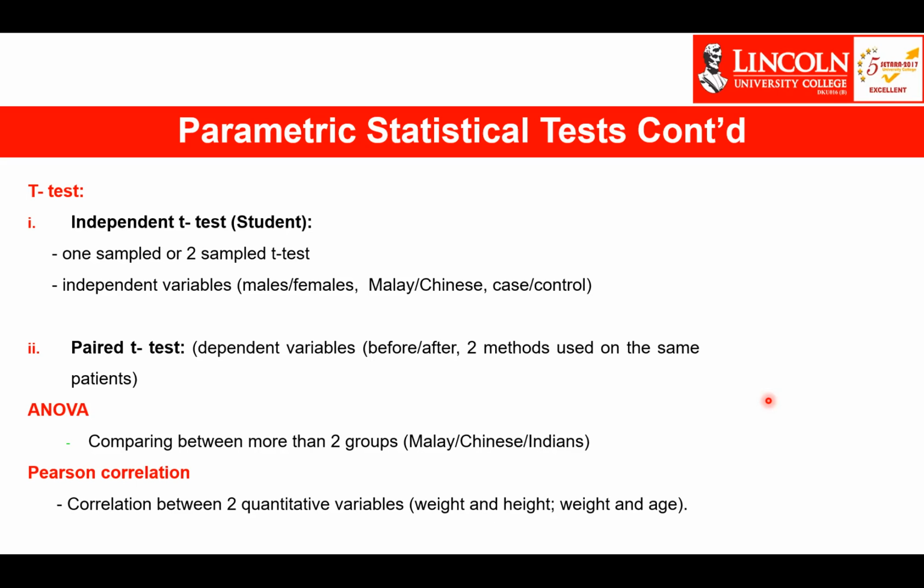Then you have Pearson correlation. Correlation between two quantitative variables, such as weight and height or weight and age. These are just some examples of parametric statistical tests. We have t-test, we have ANOVA, we have Pearson correlation.